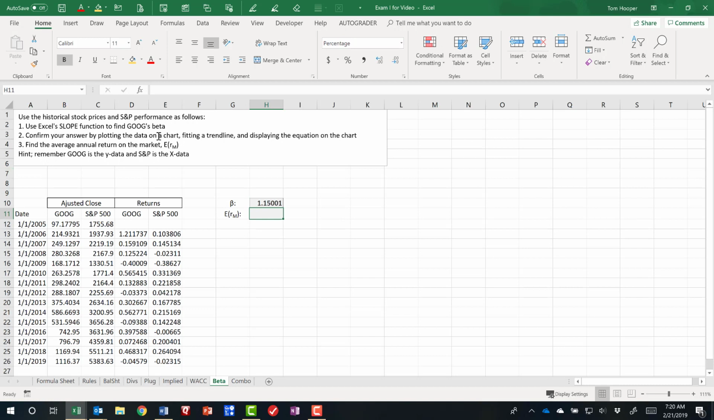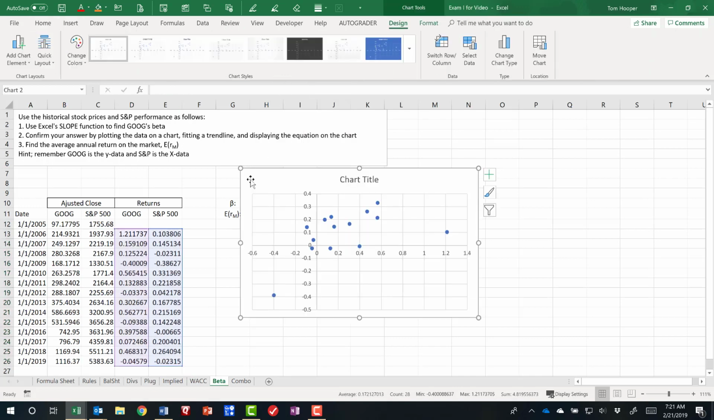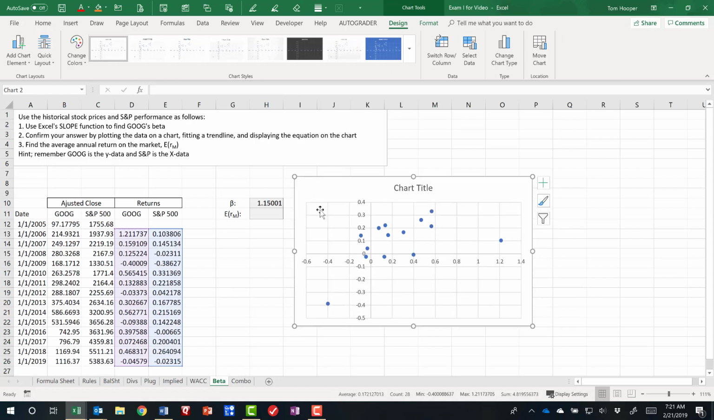Confirm your answer by plotting the data on a chart. Okay, this is where it really bites, because the book put the Y data in front of the X data, and in the practice video, the video lecture, I did the same thing. But let's do it. If I get those two highlighted and do an Alt-ND and make my little chart, it's not painfully obvious right now, but if I right click on that, look at the select data.